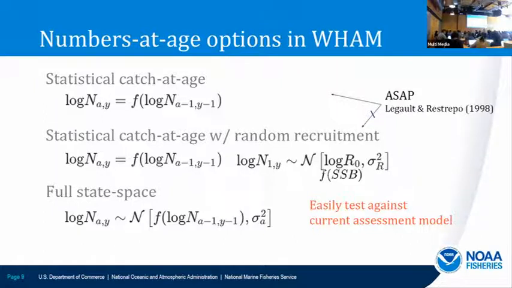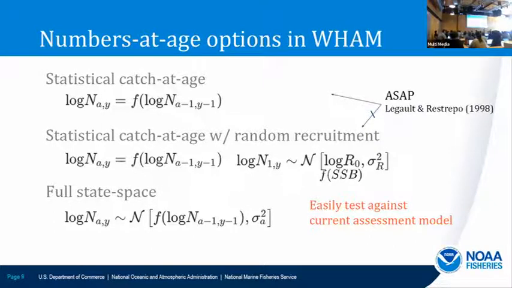This is how the different options work, or how WHAM is a states-based model. It can act as a statistical catch-at-age model, where your predicted numbers at age and time are deterministic, just a function of the previous state. Or you can turn on random effects on recruitment, and note that the traditional statistical catch-at-age models can do this, although they don't estimate that variance parameter. So you could either estimate that or not in WHAM.